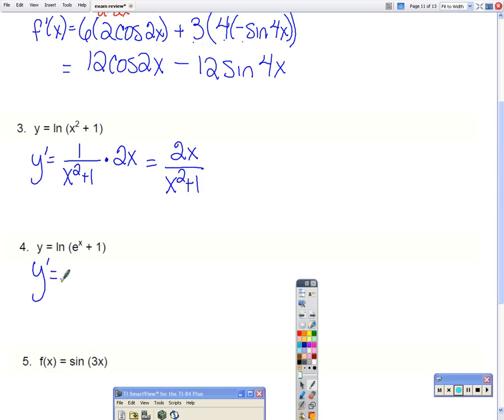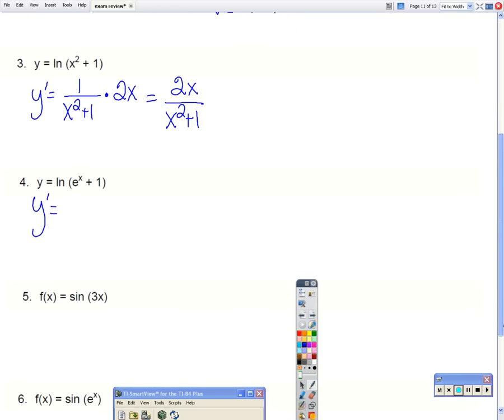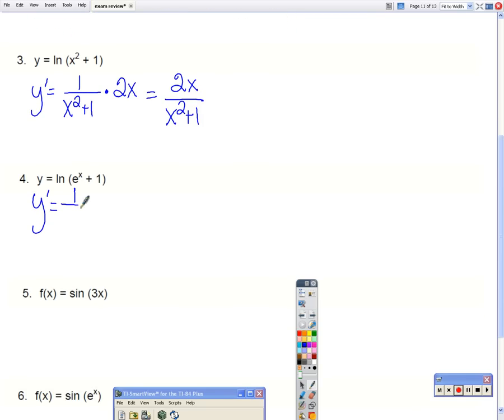We're going to do the same thing for number 4. 1 over e to the x plus 1 times the derivative of e to the x plus 1. Well, the derivative of e to the x is e to the x. So my final answer, e to the x over e to the x plus 1.